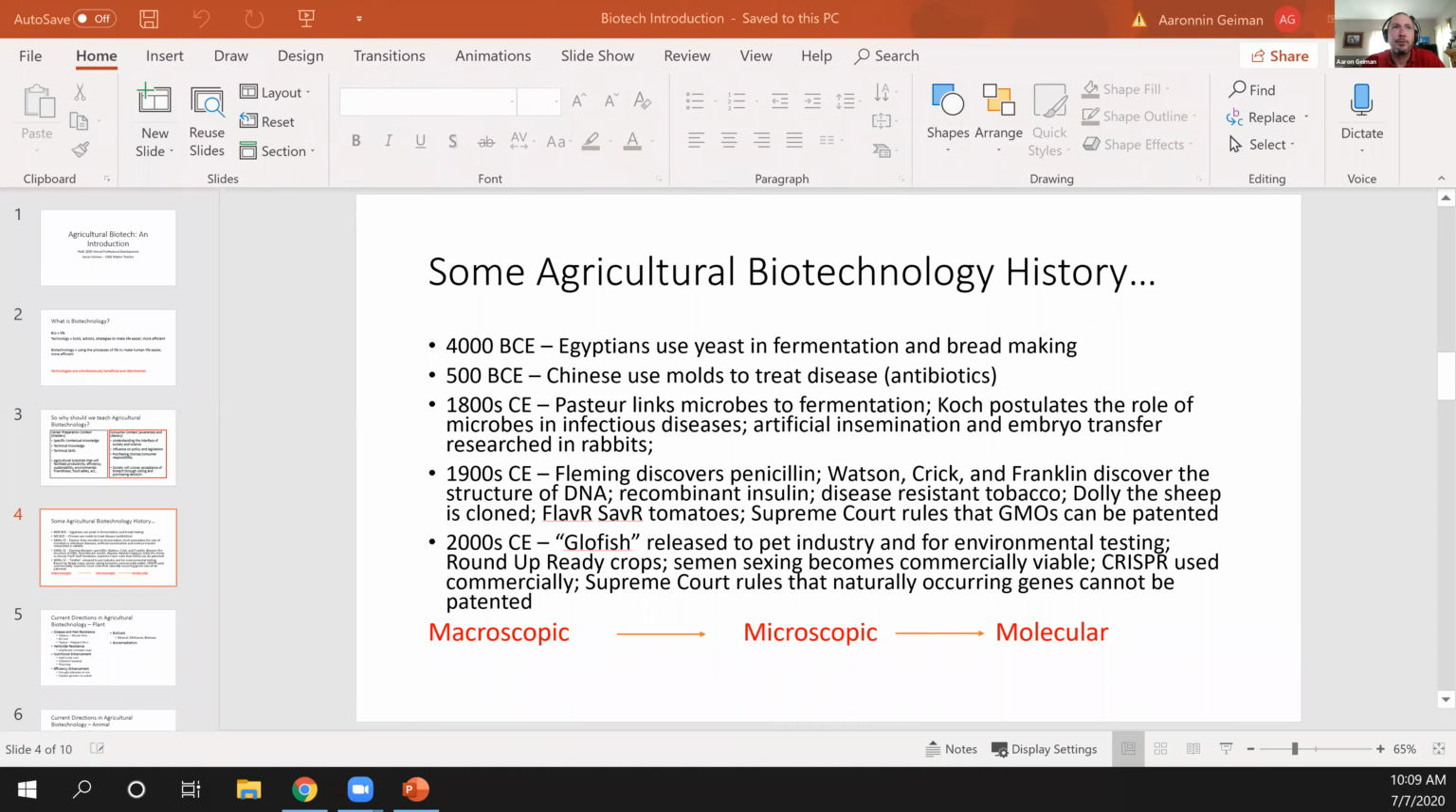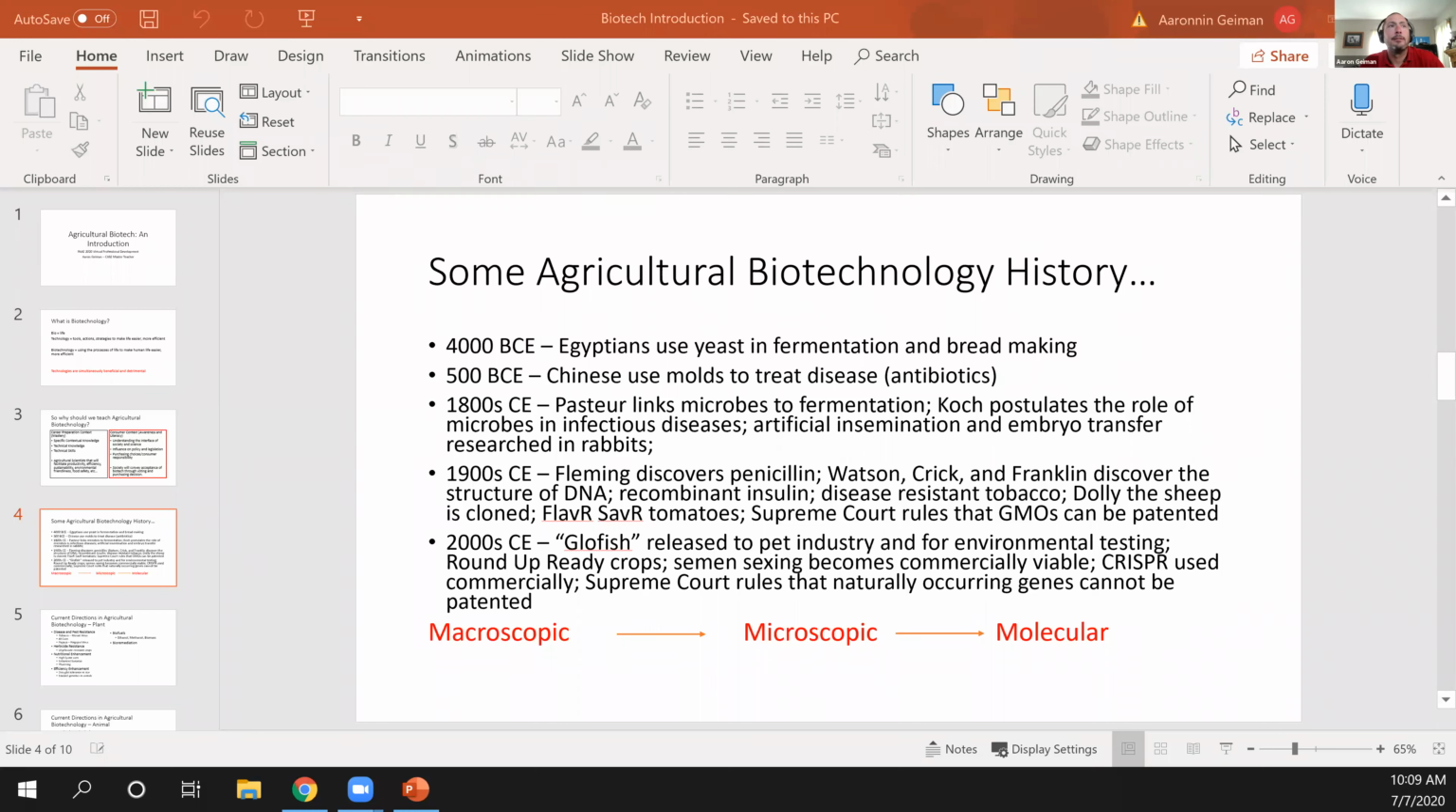Flavr Savr tomatoes are the first food crop that's approved for sale. And then, of course, the Supreme Court rules that GMOs can be patented, leading to some of the problems out there in today's world because people don't understand why agriculture and biotechnology companies will not let you harvest and retain your own seed and plant next year. If you've watched the Food, Inc. mockumentary, talk about that with the Black Car Squad.